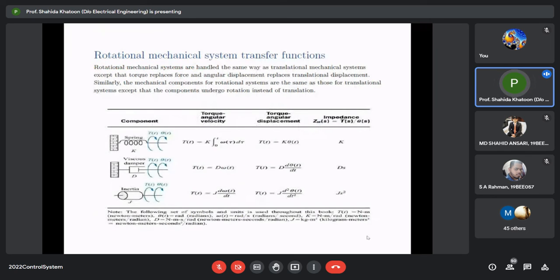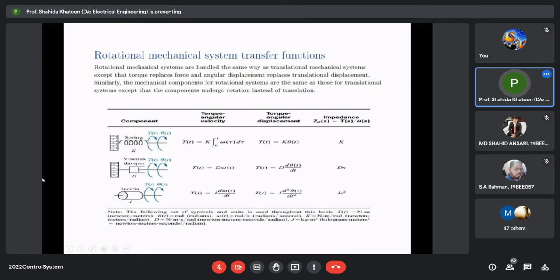So we can move ahead with the rotational mechanical systems transfer function. Rotational mechanical systems are handled the same way as translational mechanical systems, except that torques replace the force and angular displacement replaces the translational displacement. Similarly, the mechanical components of rotational systems are the same as those of translational systems, except that the components undergo rotation instead of translation.